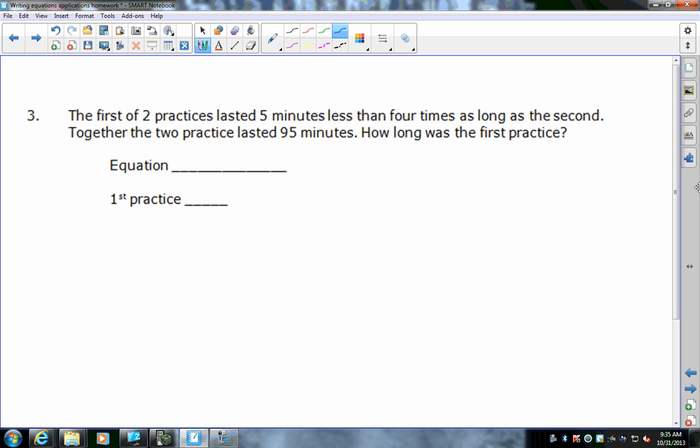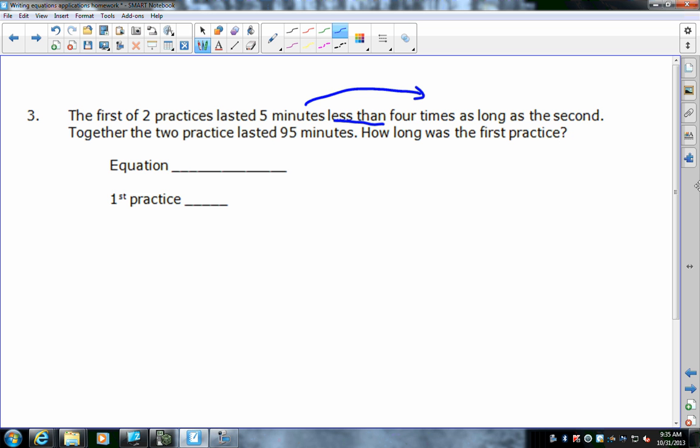All right, next one says the first of 2 practices lasted 5 minutes less than, underline less than, 4 times as long as the second. Remember, I'd underline less than and draw an arrow like that on your paper so that you don't forget that that goes at the end anytime you see the less than. So it says the first of 2 practices lasted 5 minutes less than 4 times as long as the second.